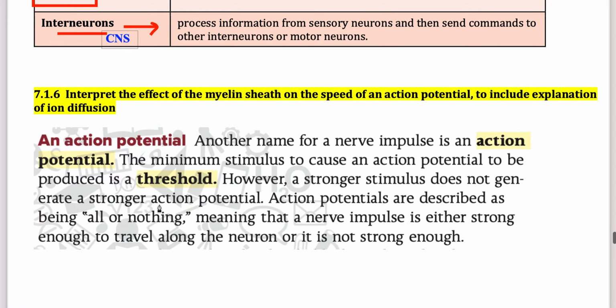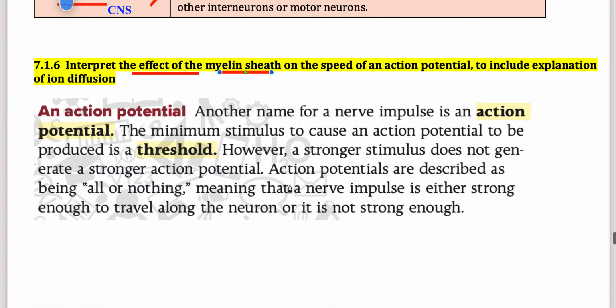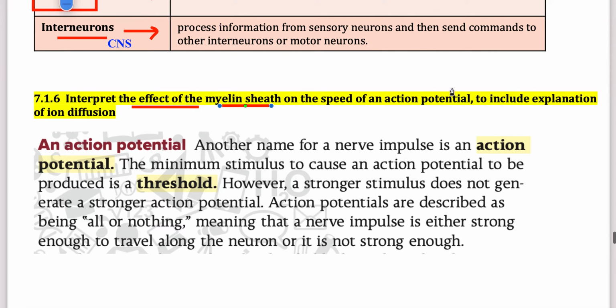Now moving further, interpret the effect of the myelin sheath on the speed of the action potential. So remember, first of all, what is action potential? The alternative name for the action potential is nerve impulse.